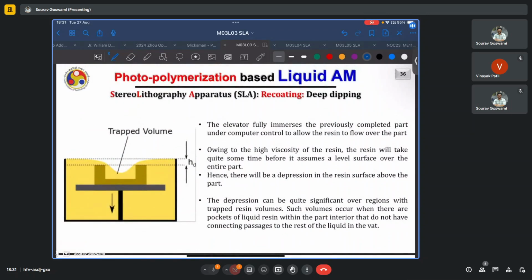For the deep dipping step, the elevator, which is nothing but the build stage, fully immerses the pre-deposited part to allow the resin to flow over this part. And typical photopolymer resins are highly viscous, and owing to this viscosity, the resin will take some time before it assumes a level surface over the entire part. And as expected, over sections which might be hollow, there will be a significant depression in the resin surface. And such regions can also lead to the trapping of resin. And in processes such as SLA, which are recoated by deep dipping, there is also a chance that the resin in such hollow sections may remain trapped and cannot be taken out later should the build be completed.